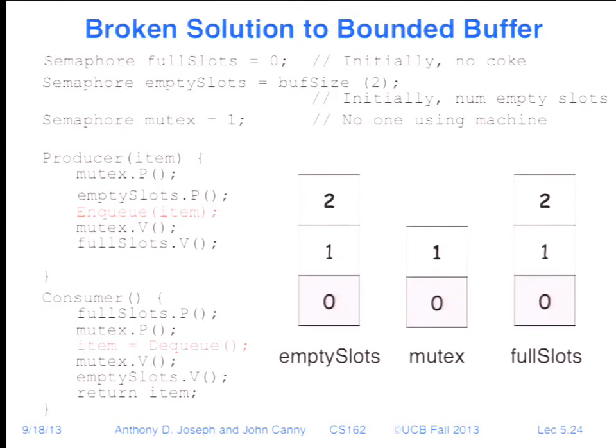Well, let's try. Producer, okay, so I'm going to put a coke in there. So I do mutex.p, yep. Empty slots.p, what's going to happen? Nothing, right. So this thread's going to stall, waiting for some empty slots to become available. All right, so we're stuck on the producer side. What about the consumer? So now the consumer does come along, and they're going to grab a coke, so we should be OK. So they do full slots.p, mutex.p, all right, I'm stuck, right? So what happened was the locking of the mutex happened too soon, and we got stuck. We got a deadlock. All right, thanks, guys.